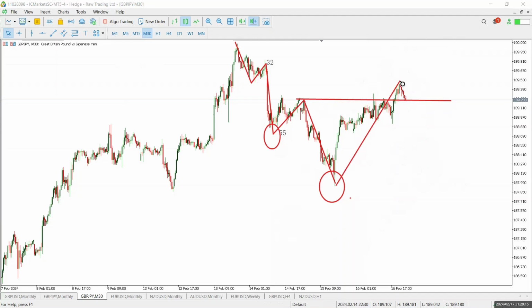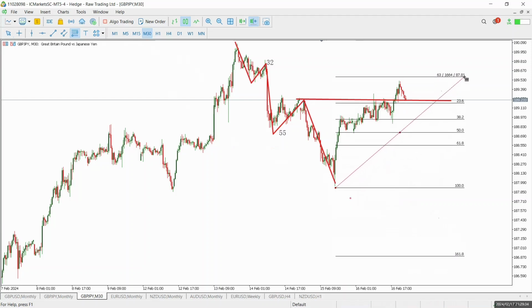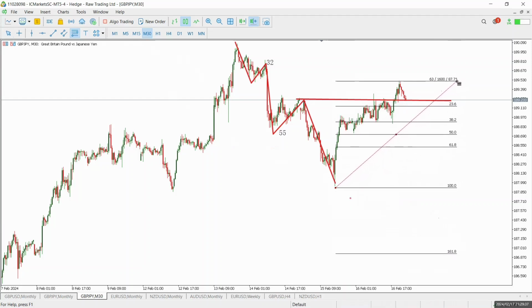Okay, so in this case now, we've seen a clear break of structure at this point. So now that we've seen a clear break of structure, what are we going to do? We're going to bring our Fibonacci, to get your entry using other variations like entry variation 2 or entry variation 3. If there's a break of a bearish structure, bring your Fibonacci from the lowest point to where the structure is broken.